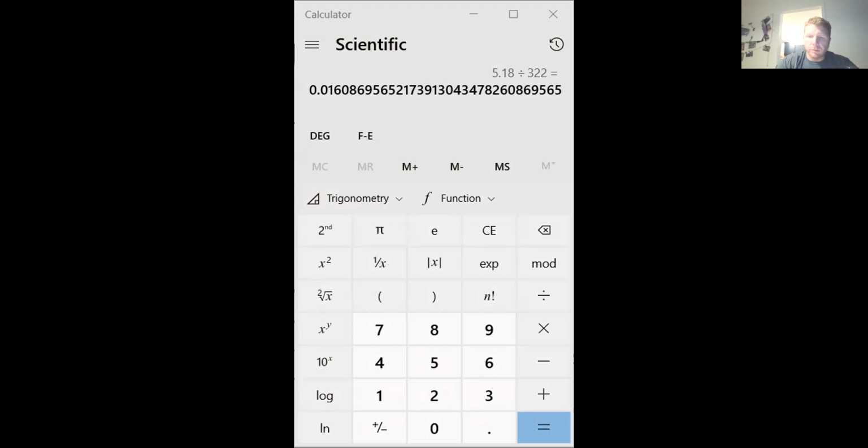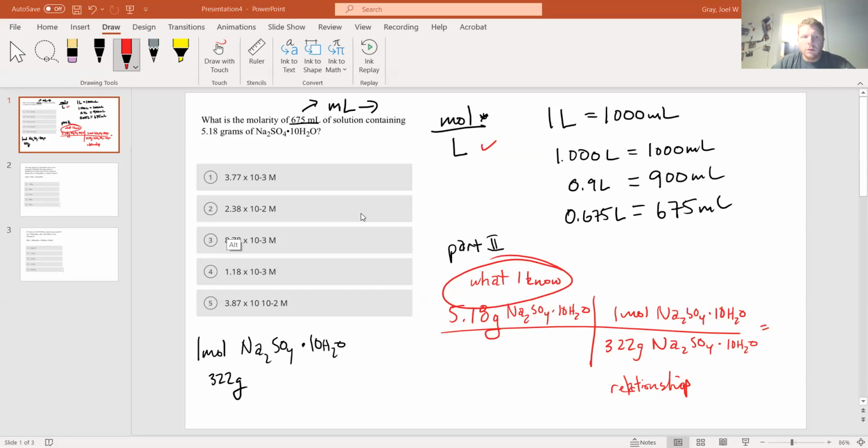So I'll take that number back to my problem here. 0.01608 moles. Okay, so now I've got my number of moles. So now all I have to do is bring this down here, 0.01608 divided by 0.675. So I'm just going to go back to my calculator.